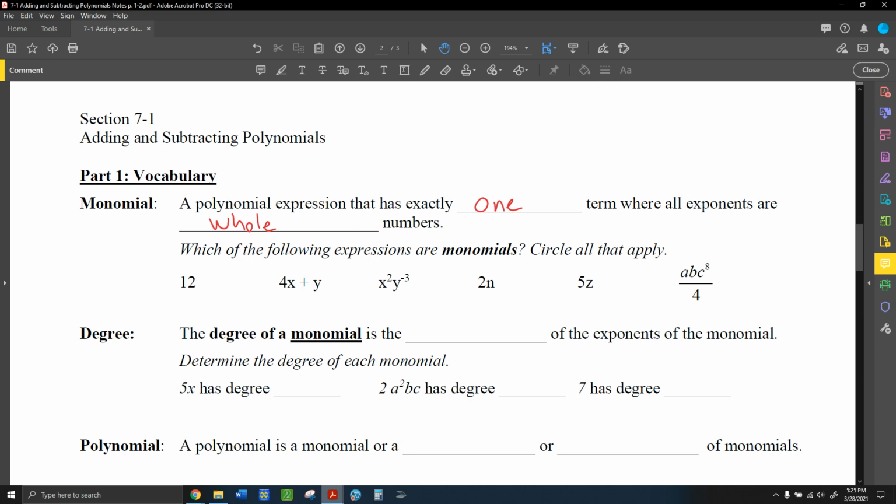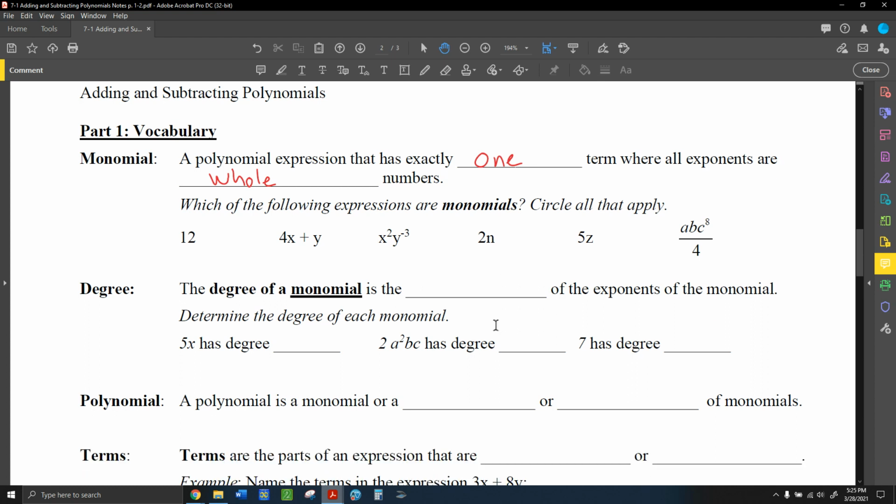So I want to determine which of the following expressions are monomials. The first one we have is 12. This is just one term, it's just 12, and the power is 1, 12 to the 1. So this is a monomial. Next, we have 4x plus y. I can see there are two terms separated by addition, so this is not a monomial. We have two terms, not one.